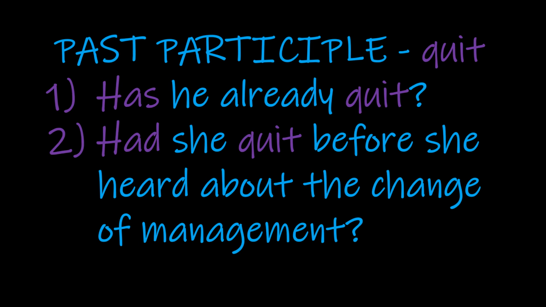So what we've got in sentence 1 is a present perfect, and in sentence 2 is a past perfect. But because this word quit has the same form in the past simple and the past participle, the only way that we know the difference is by paying close attention to that auxiliary verb, have. So has he, we know we're thinking now. Had she, past.